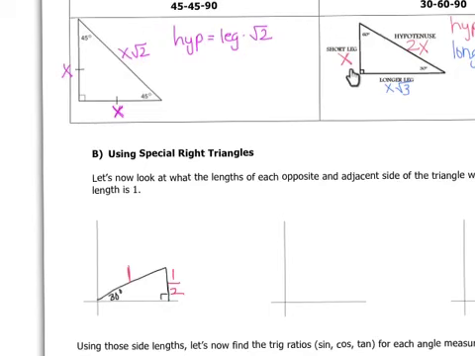Now that we have the short leg, to get the long leg, we can just multiply that by radical 3. Okay? So this is 1/2 times radical 3, which we just write as radical 3 over 2.